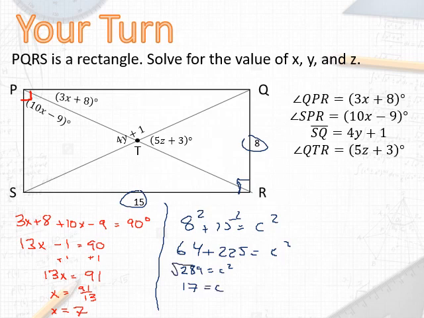So we did square root of both sides to get the square to cancel. So 17 is the length of my hypotenuse. So that should be equal to 17. So 4y plus 1 is equal to 17. Well, that's a nice easy one. So we'd subtract 1 from both sides. 4y will be equal to 16. Y must be 4. So there's that second solution.